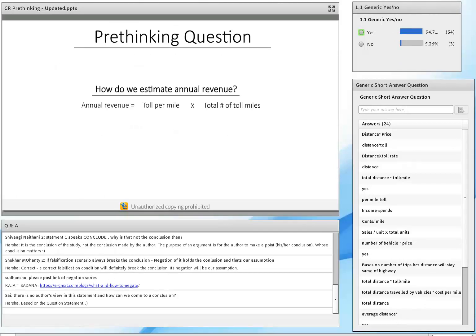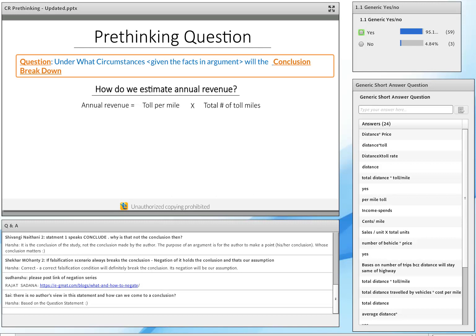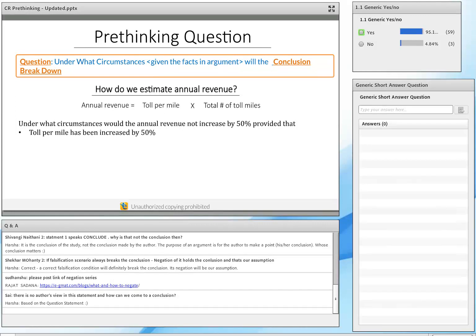Again, let's go to the pre-thinking question. The generic form of the pre-thinking question is, under what circumstances, given the facts in the argument, will the conclusion break down? Which means, under what circumstances would the annual revenue not increase by 50%, provided that toll per mile has been increased by 50%. Any doubts on the pre-thinking question? This is my pre-thinking question over here. If you have a doubt, put it in the Q&A pod. If you don't have a doubt, which I think 97% of you do not, let's move forward.